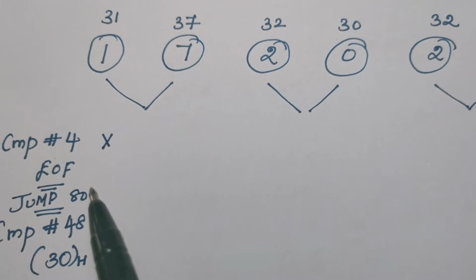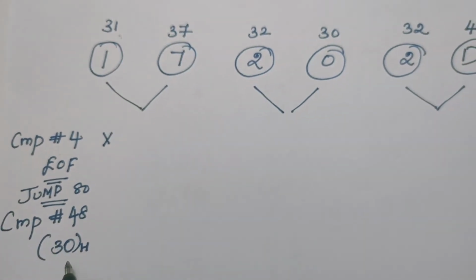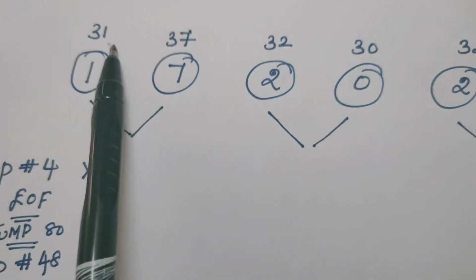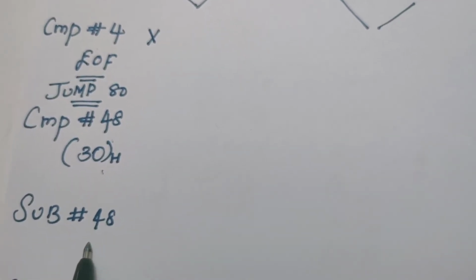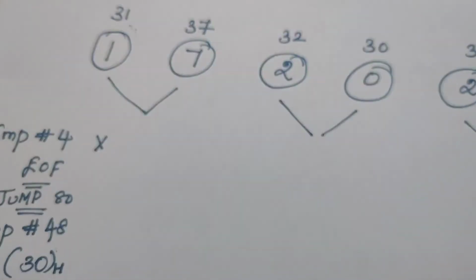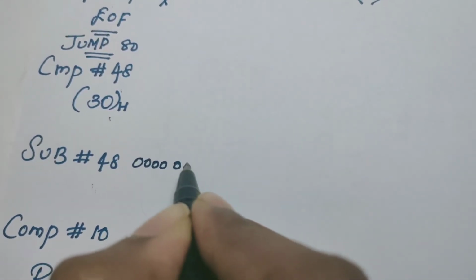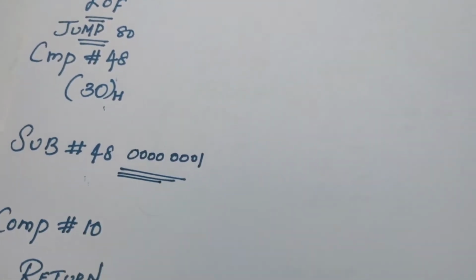You are comparing: if the value in the object code is greater than the 48, we need to perform the subtraction. Subtract 48 from this 31. It means subtract 30 from 31. If you subtract that, we will be getting 1. That 1 is available in binary format in the accumulator.